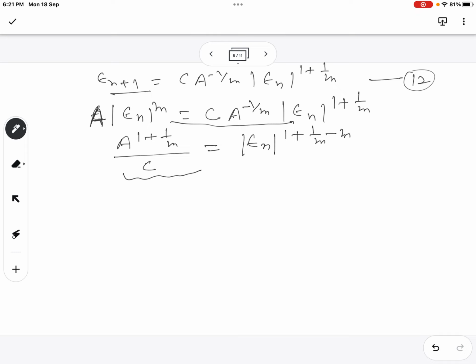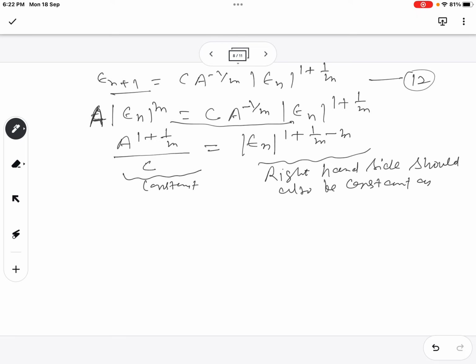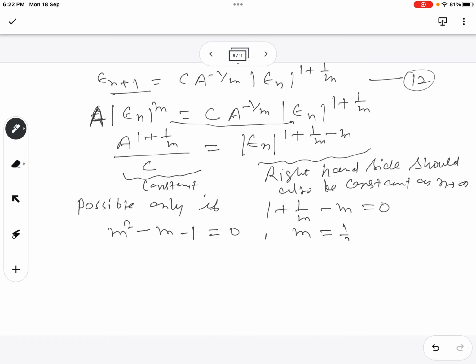Now this is a constant, so therefore the right hand side should also be constant as n tends to infinity, and this is possible only if 1 plus 1 by m minus m is equal to 0, or m square minus m minus 1 is equal to 0, from which we can find out two roots of this equation.